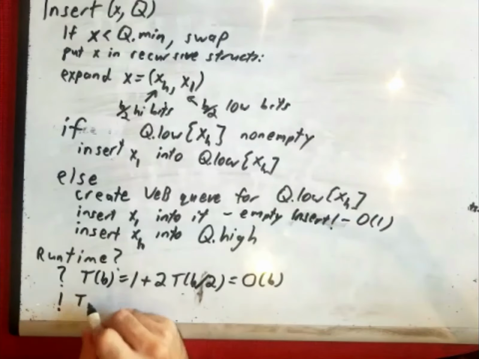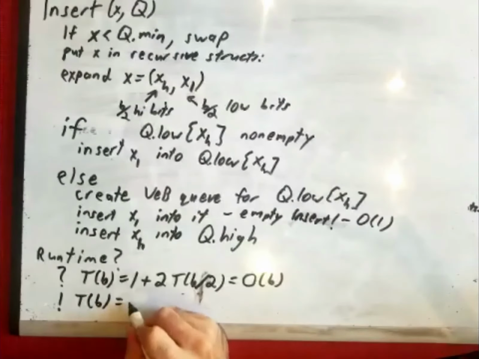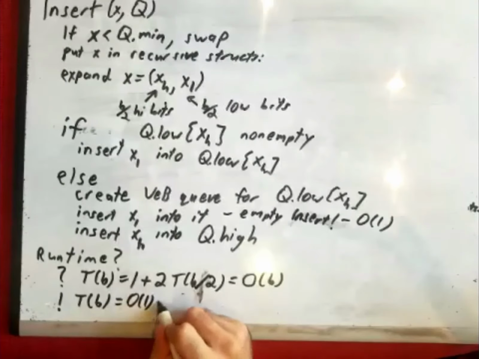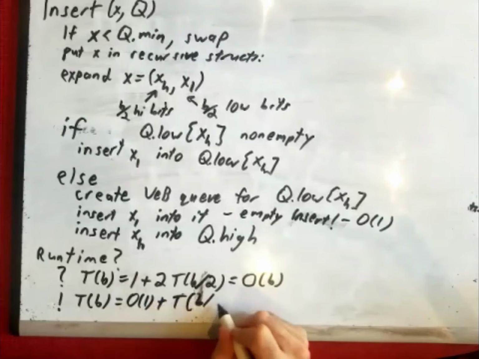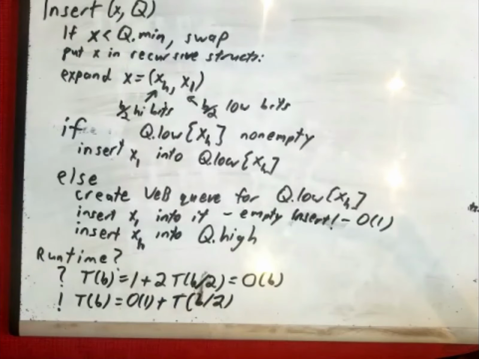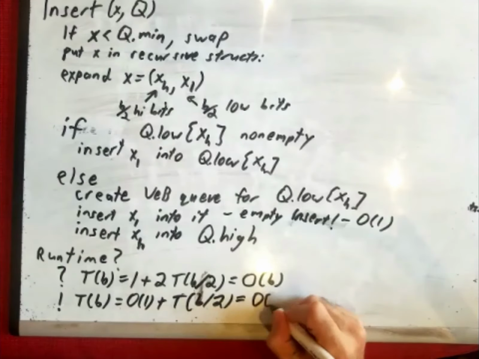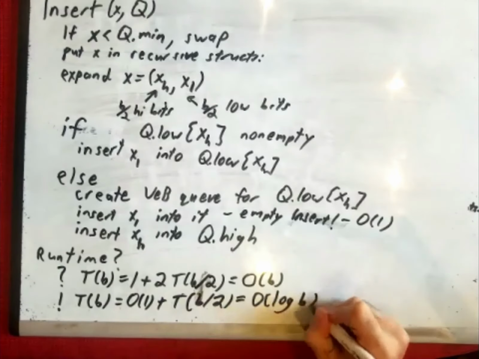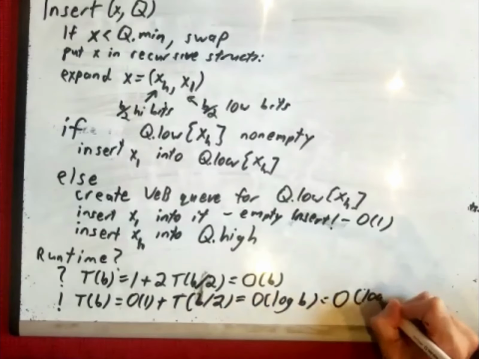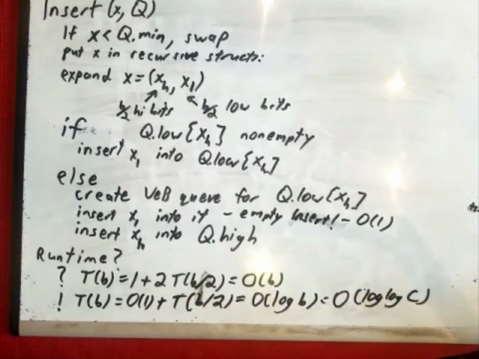That means my actual recurrence is that the time for a b-bit word is order 1 plus just a single difficult recurrence on b over 2 bits. And that has an order log b runtime, which, as I mentioned before, is order log log C. So whereas previously our data structures had a log C runtime, now it's log log C. That's an exponential improvement. Any questions about that?